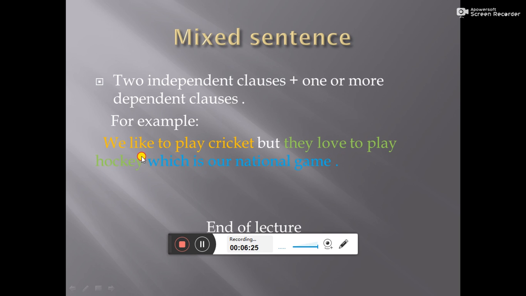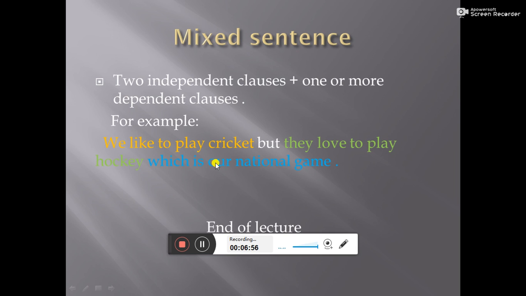This part of a sentence is associated with and depending on the previous part of the sentence. Why? Because this dependent clause can never give its meaning by itself, rather it has to depend on the previous clause or the previous part for the completion of its meaning. So we can say what a mixed sentence actually is. A mixed sentence means that it has a combination of independent as well as dependent clauses.